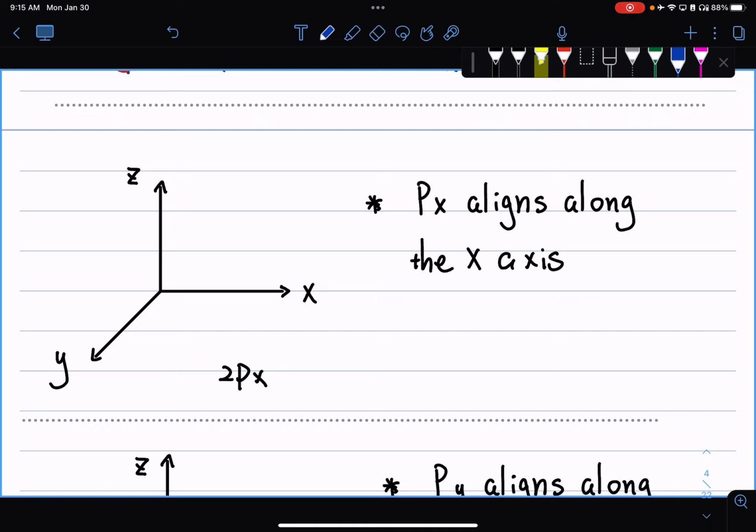I'm just going to draw it with you here, and when we're doing it, you can also think about how you label the angular node plane. So for example, the 2px, we have the px aligns along the x-axis. And here we can have the angular node plane at the yz plane.